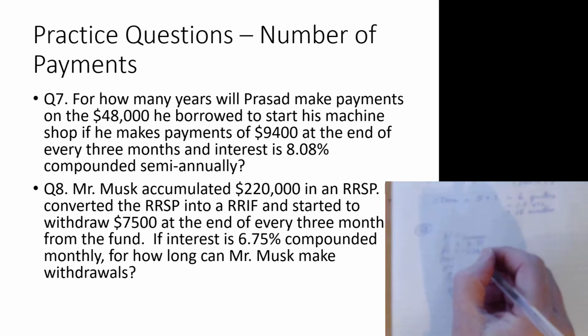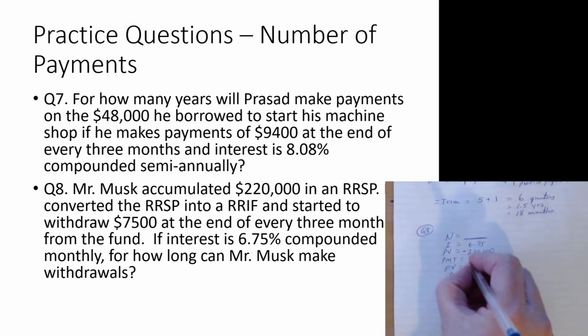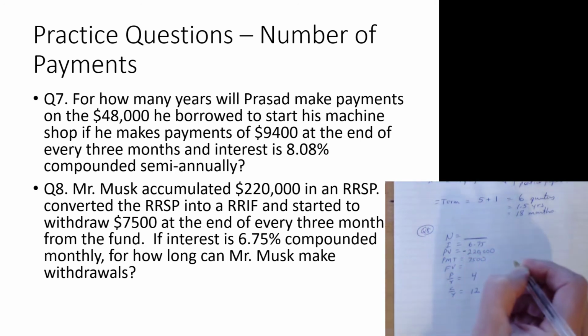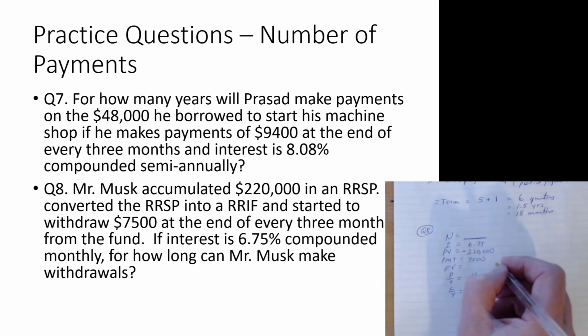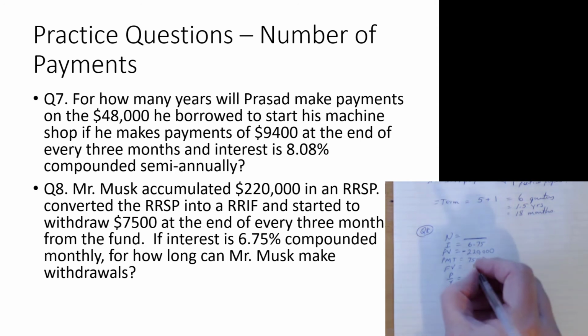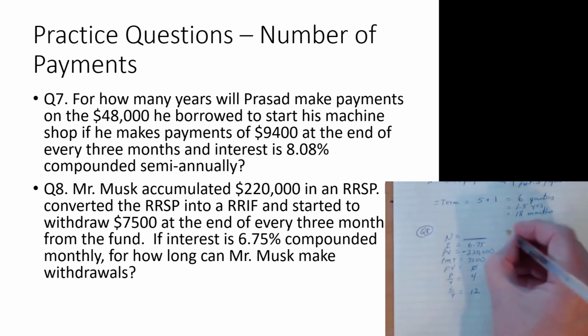Payments, what does he get? He gets $7,500. That's positive, right? Because that's going to be money coming towards him. Does he get a lump sum at the end of some period? He does not. And we're all set. Okay. So we'll find our N. And that N will be 40.93.